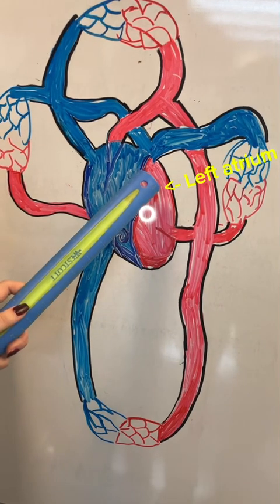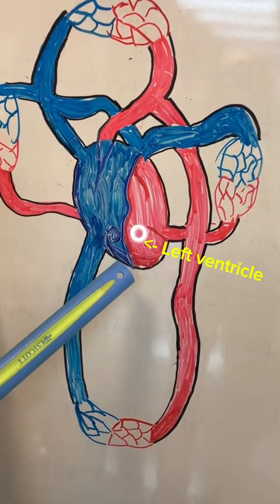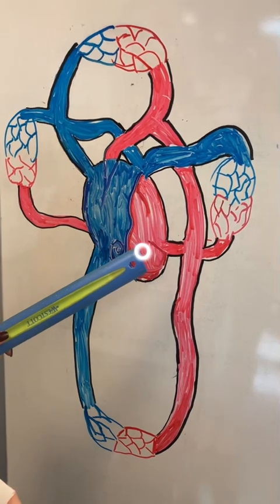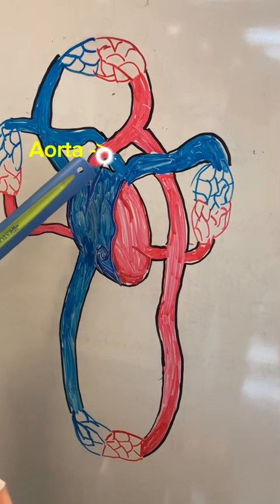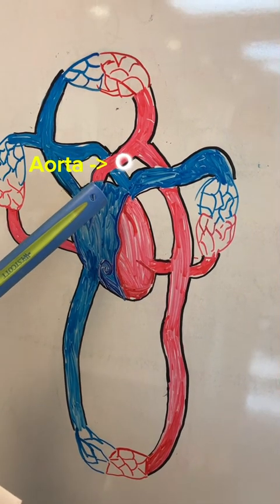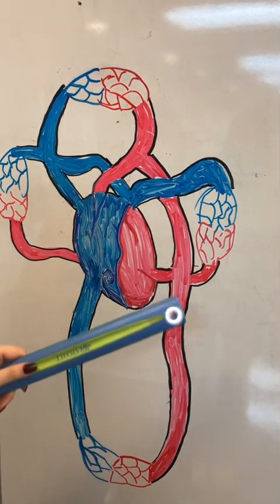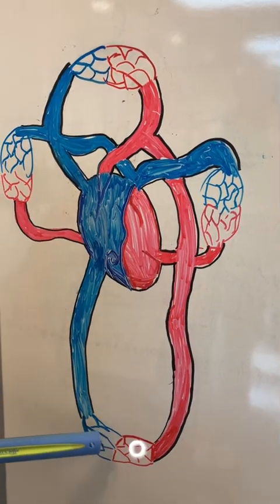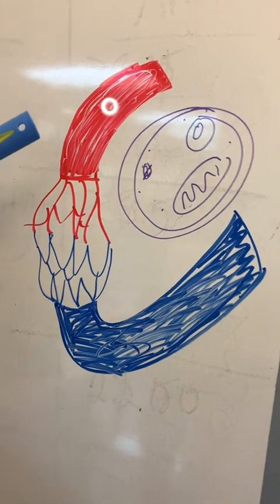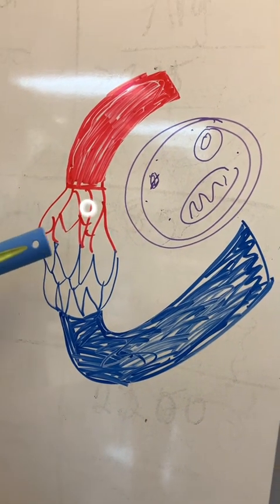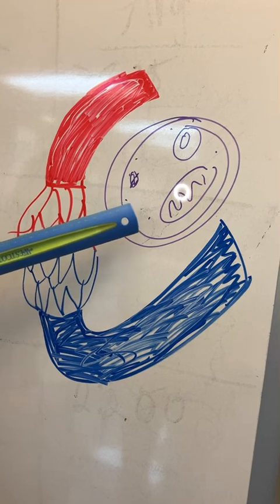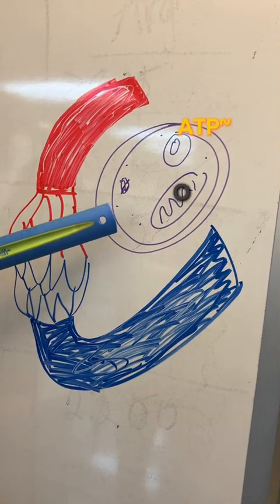The blood then goes to the left ventricle. From the left ventricle, the oxygenated blood goes up to the aorta, the largest artery in the body. The aorta leads to other arteries that deliver oxygenated blood to all the parts of the body except the lungs. From there, the red blood cells deliver the oxygen to the body cells, which undergo cellular respiration to make ATP or energy for the body.